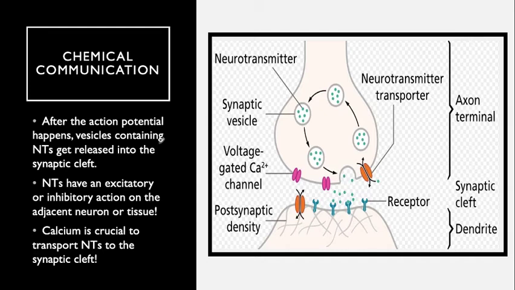After the action potential happens, the vesicles inside the terminal boutons, or the axon terminal, right? These vesicles contain the neurotransmitters, which are going to be transported into the synaptic cleft so they can bind to the postsynaptic receptor, right? So essentially, the action potential allows the vesicular transfer to occur to release the neurotransmitters so that they can elicit an action on the adjacent cell, right?